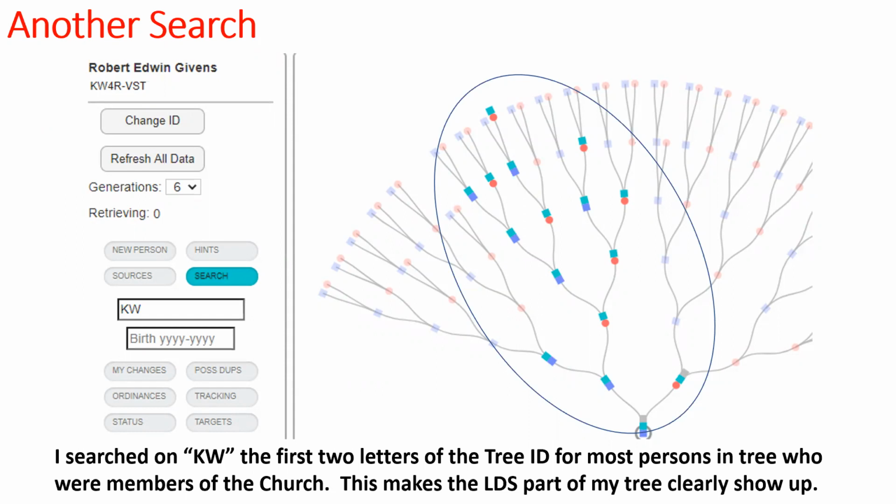I just have that one wedge of my pedigree that's LDS. And all the rest of it is virgin territory, stuff that had to be developed from scratch. And that's something that's kind of fun to do, to get a feel for where the church is in your tree.